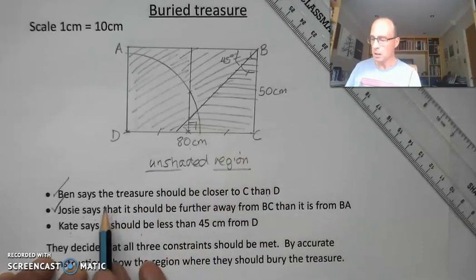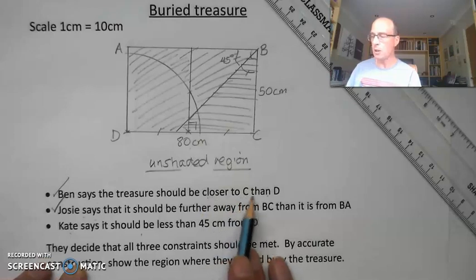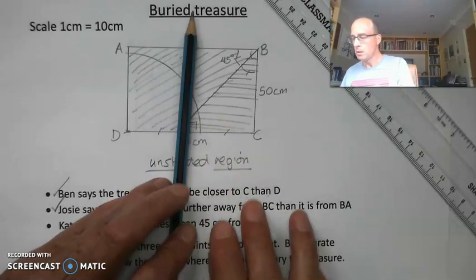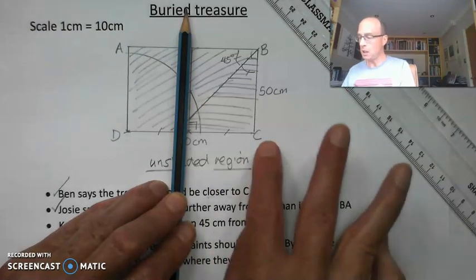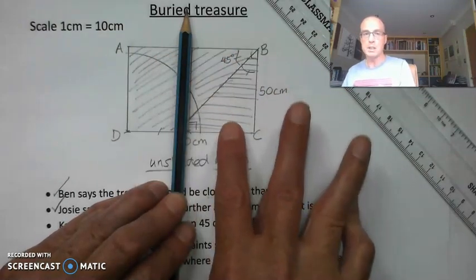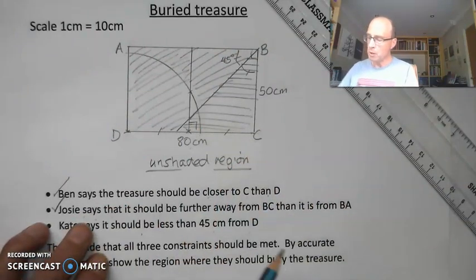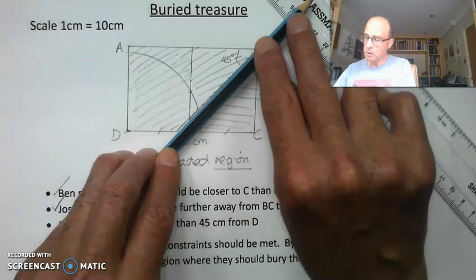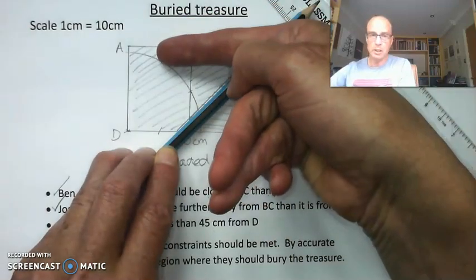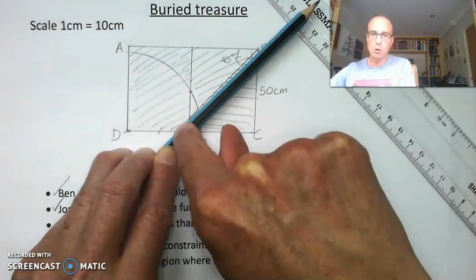Let's do a double check. So Ben wanted the treasure to be closer to C than D. So anything within that unshaded area is closer to C than D. It's on the right hand side of that line. Josie wants it to be further away from BC than it is from BA. So she wants it to be closer to BC. So this bit's above my angle bisector.